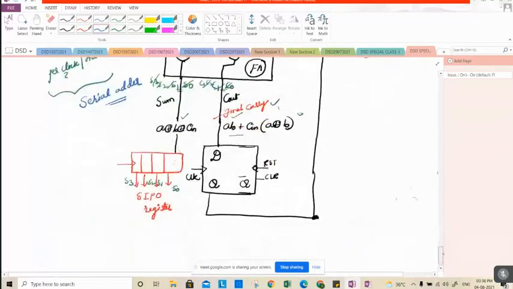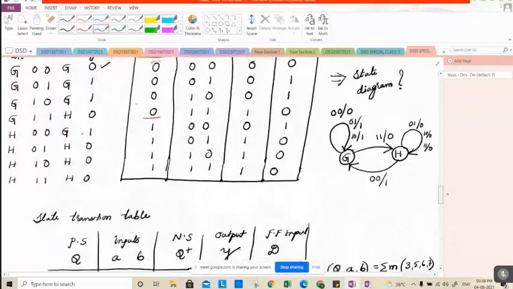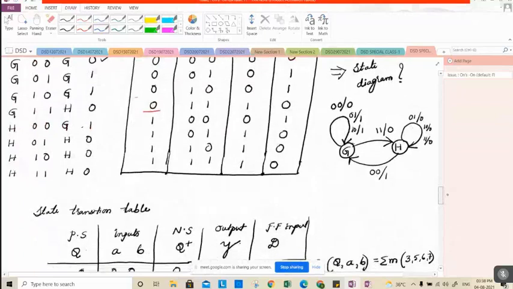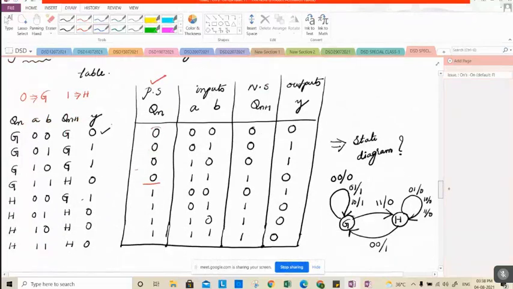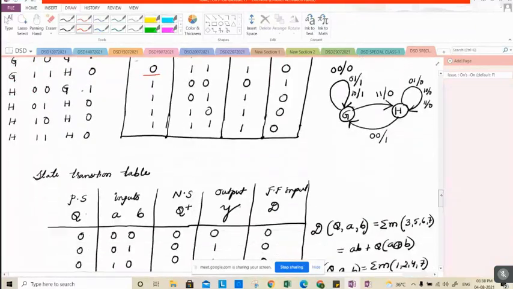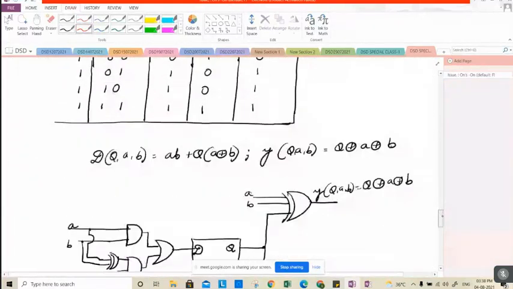So, simple serial adder, what is this? This is nothing but the state diagram of a serial adder. What about this? This is nothing but the Cin value. What is this? This is nothing but the Cout value. What is this? This is nothing but the sum value. Right, in this way we can draw a state diagram for anything.